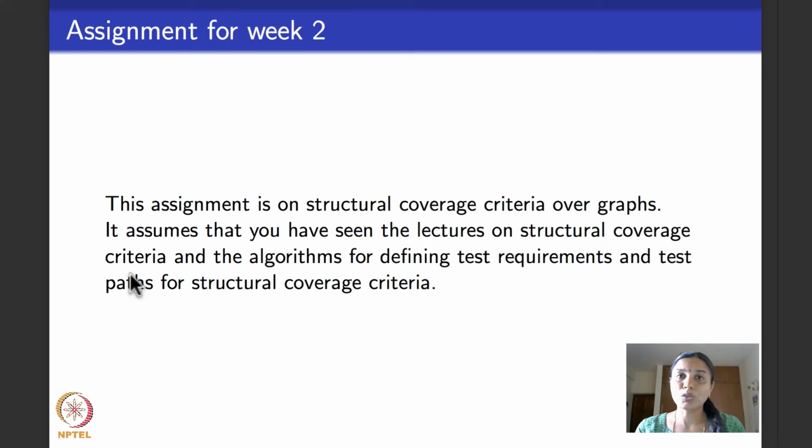What are the questions? Let's discuss our understanding of structural coverage criteria over graphs to see if we could solve this assignment fully correctly. This lecture assumes that you have gone through all the videos of the graph structural coverage criteria, the algorithms for graph structural coverage criteria, and you've also looked at the assignment for the second week and made an attempt to solve it. So what I'll do now is I'll walk you through one question after the other, tell you what the correct answer is, and tell you how to get the correct answer.